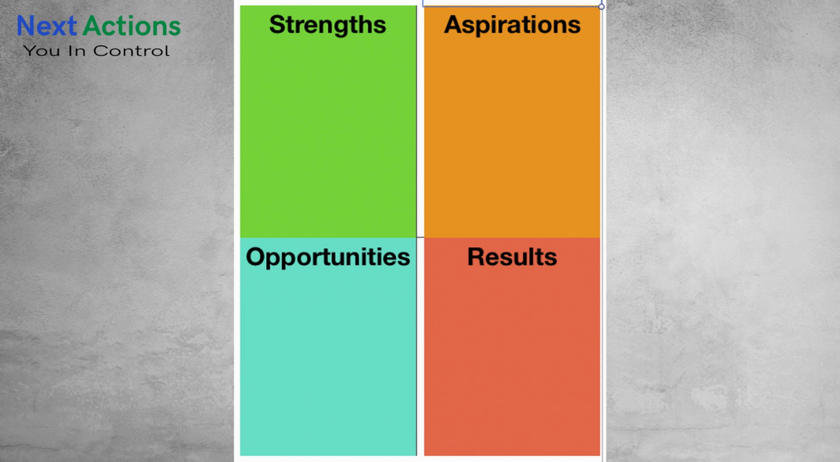Then the bottom right is where you put the results that you want. It's a list of measures that you can use to show that you have met your aspirations. Here, you'll include questions like, how will we know we've succeeded? What does success look like? What does it feel like?